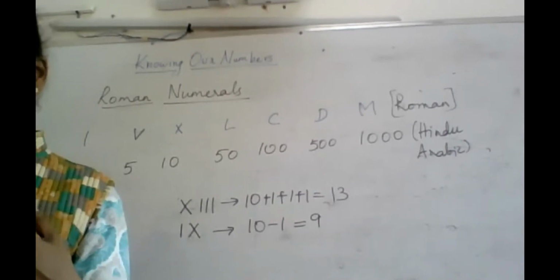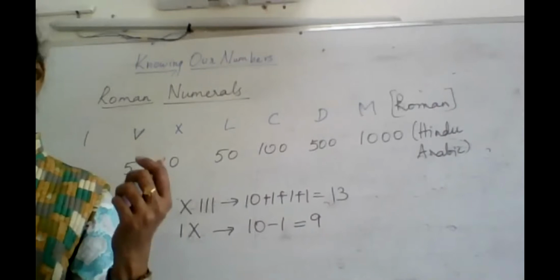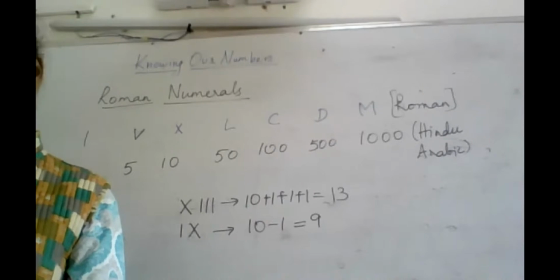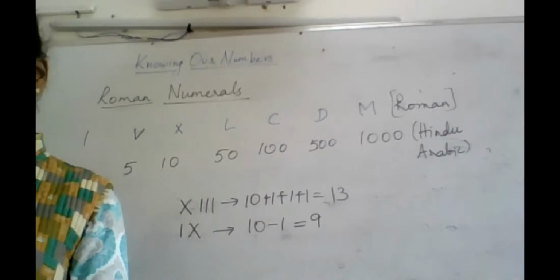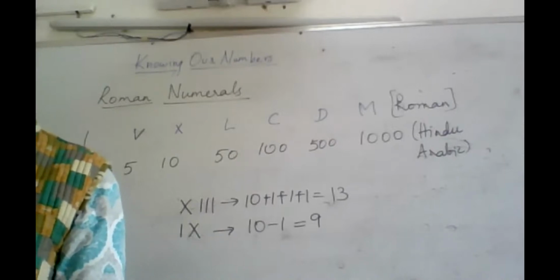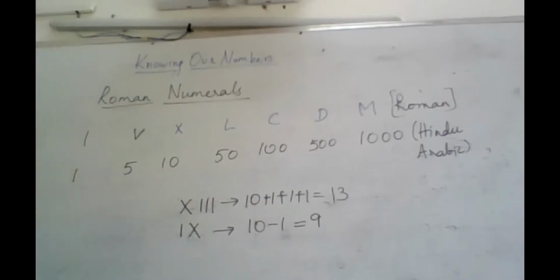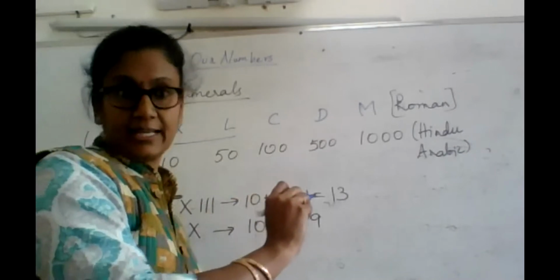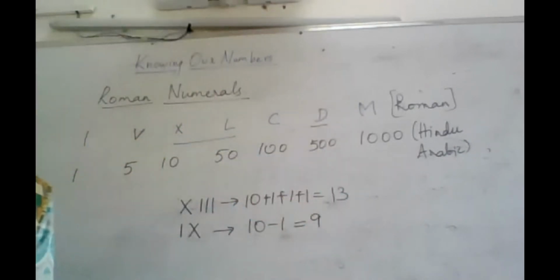Then there are two more limitations. That is, the symbols V, L and D are never written on the left side of a greater value. This you must remember. It is never written on the left side, so it will never be subtracted. And these three symbols you have to be very careful about, that is V, L and D. They will not be repeated at all.